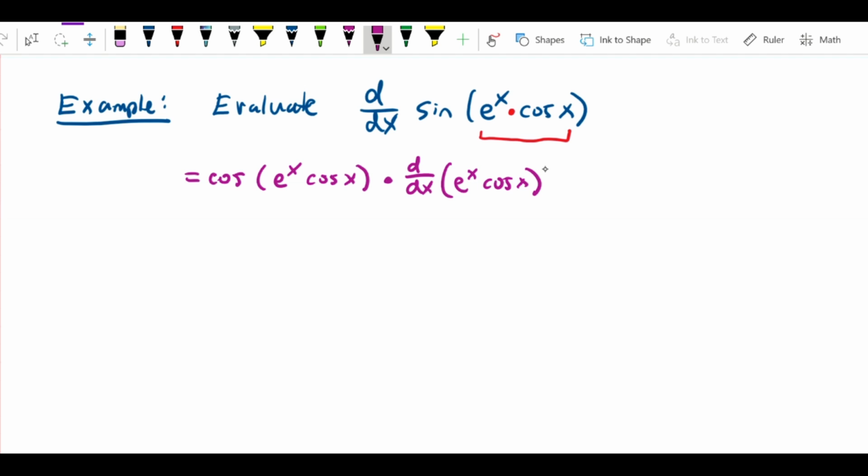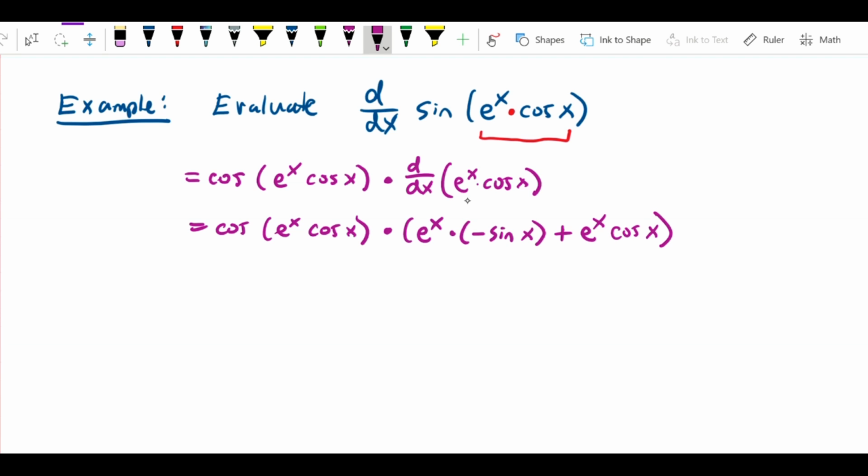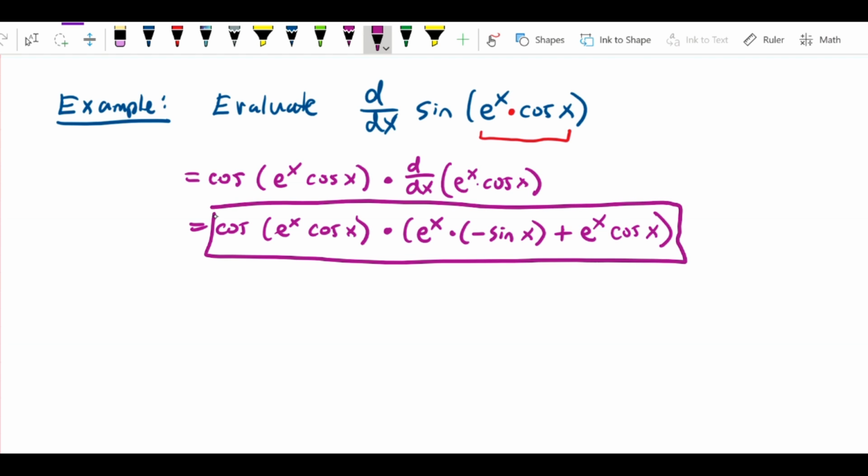So all we have to do is find that derivative, and that's going to be cosine of e to the x cosine x times, and we're going to find this derivative by the product rule, so that's going to be e to the x times negative sine x, plus the derivative of e to the x, which is just e to the x, times cosine x. That's just doing the product rule. That's how we would find that derivative.